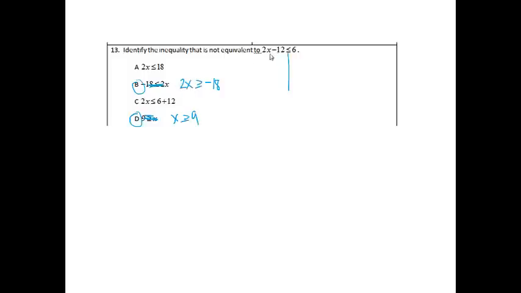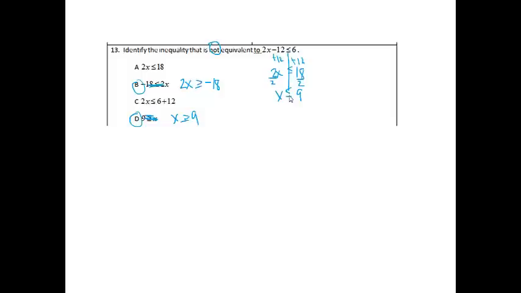Alrighty, so we're looking for which one is not equivalent. Just keep that in mind. So which one is not the right answer. When I'm solving this, I'll add 12 to both sides. So I get 2x is less than or equal to 18. And then if I divide both sides by 2, I get x is less than or equal to 9.